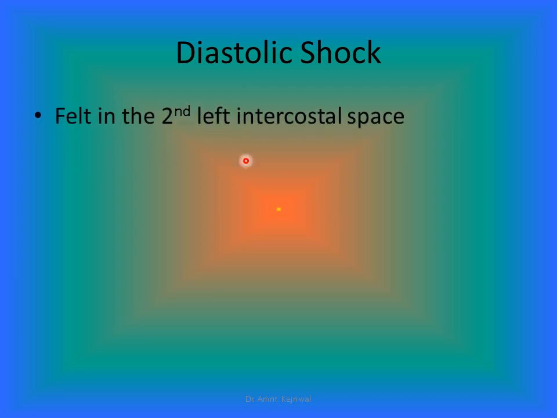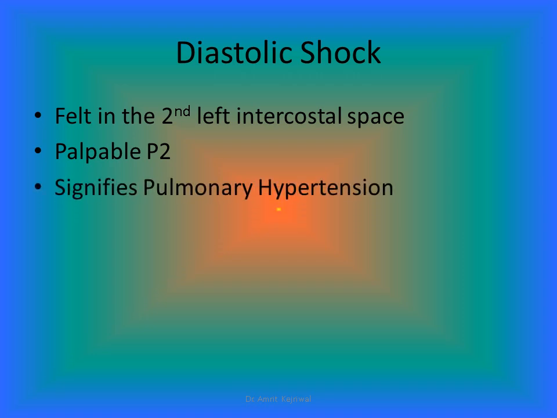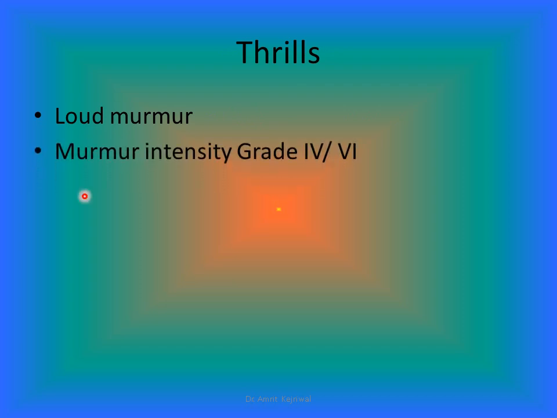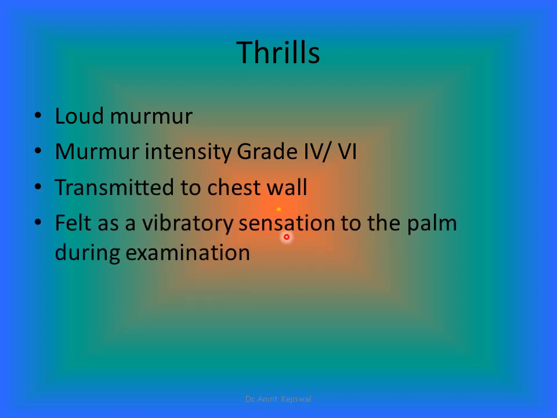Diastolic shock is felt in the second left intercostal space. A palpable P2 signifies pulmonary hypertension. Thrills: thrills are loud murmurs, with murmur intensity of grade 4 to 6, transmitted to the chest wall and felt as a vibratory sensation in the palm during examination.